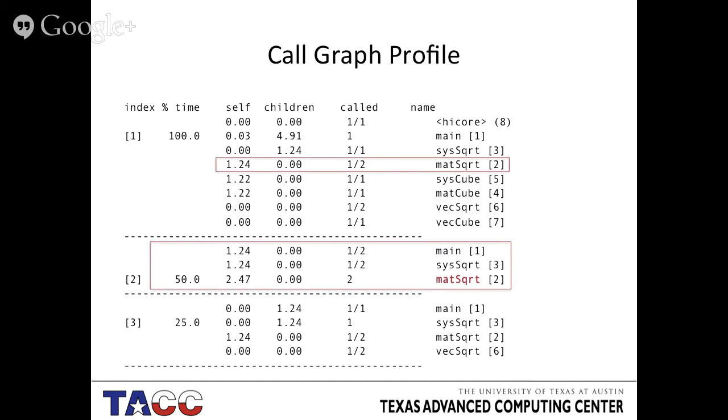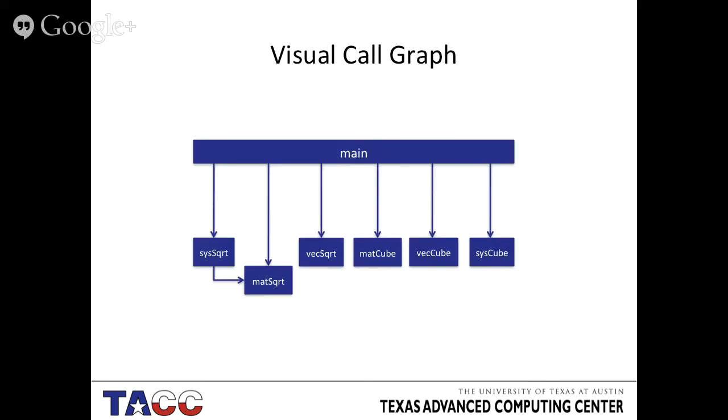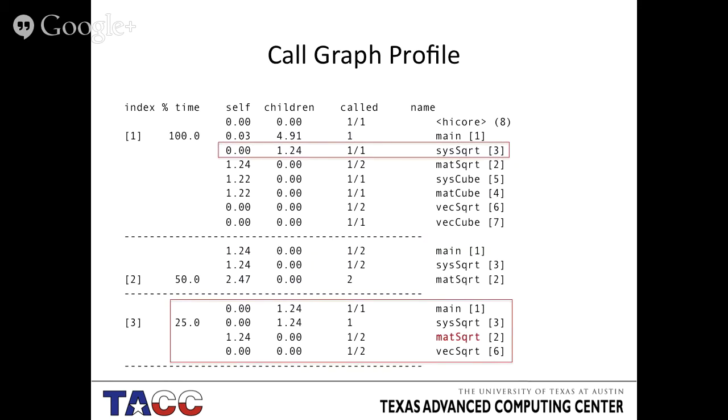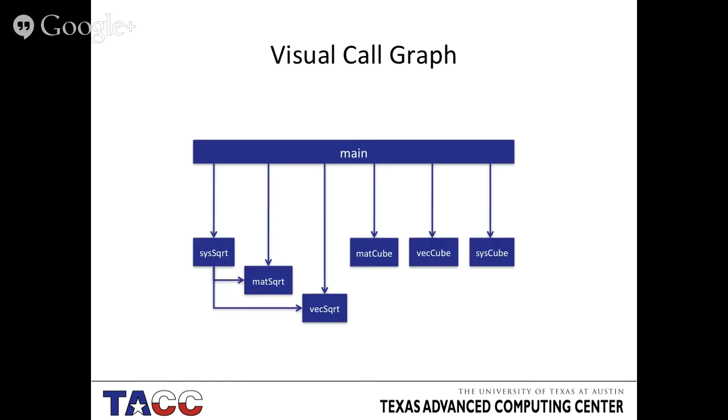If we keep looking into the graph profile and we go into mat SQRT, we also can see that it's called by CSSQRT, which is what this image is showing. We can keep going, and it also shows that it's being called by this other function here. So you have something like that.